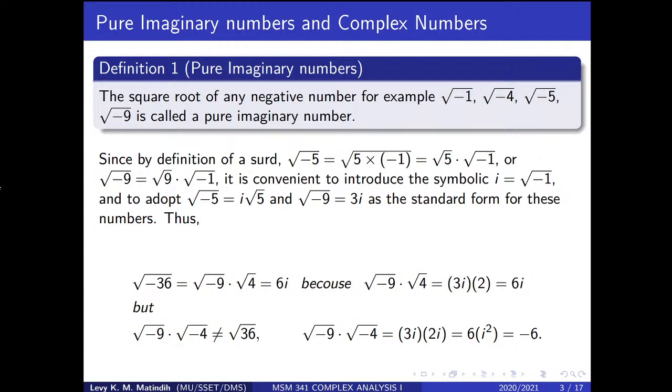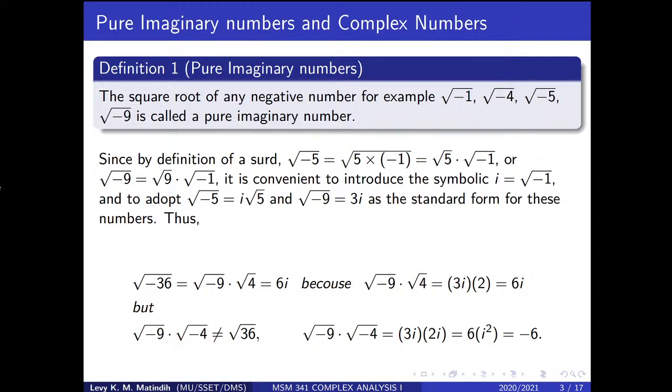Now, let's go back to surds. Again, we learned about surds. Now, look at this square root of -5. The -5, you can also write as 5 times -1. Now, under surds, this is the square root of the product of two numbers. So in short, the square root of -5 is the same as the square root of 5 times -1, which is equal to the square root of 5 times the square root of -1.